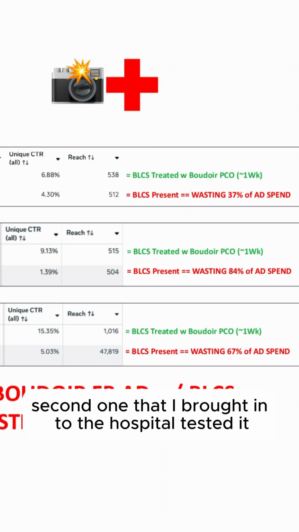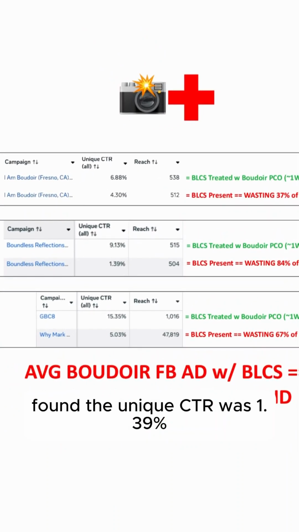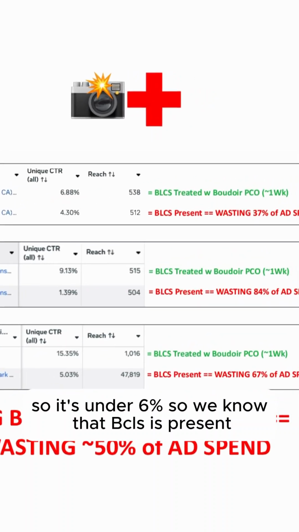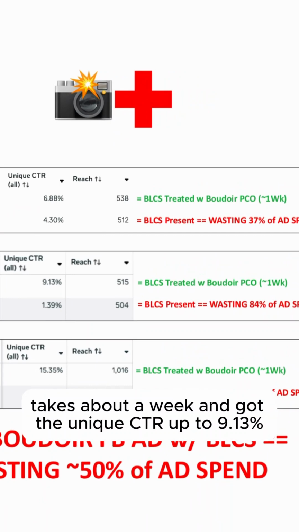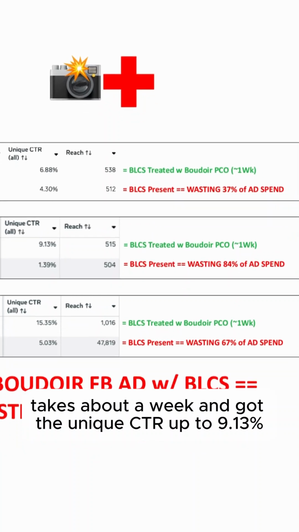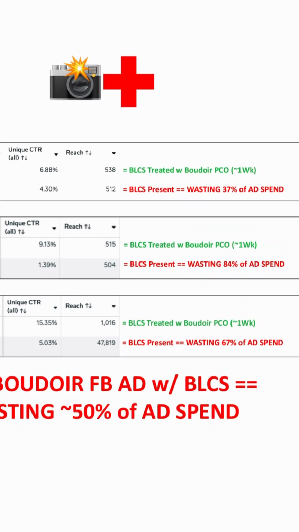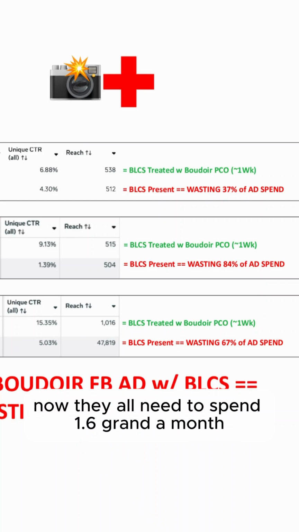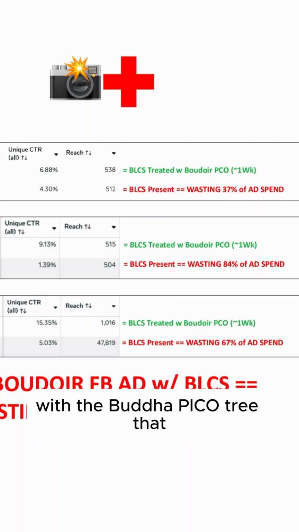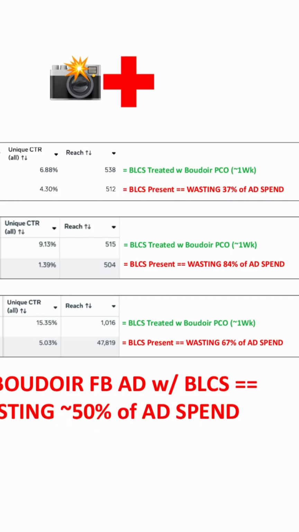All right, the second one that I brought in to the hospital, I tested it and found the unique CTR was 1.39%. So it's under 6%, and we know BLCS is present. So we duplicated it, treated it with Boudoir Pico, which takes about a week, and got the unique CTR up to 9.13%. So we found out the original Boudoir Facebook ad was wasting 84% of ad spend. And when that happens, if they're spending 10 grand a month on the original, now they only need to spend 1.6 grand a month with the Boudoir Pico treated ad and get their ad into the same number of women's brains in both scenarios.